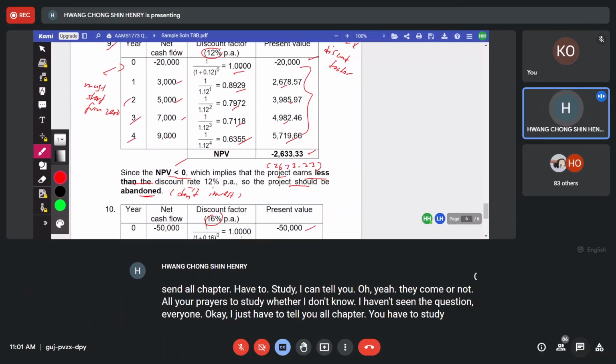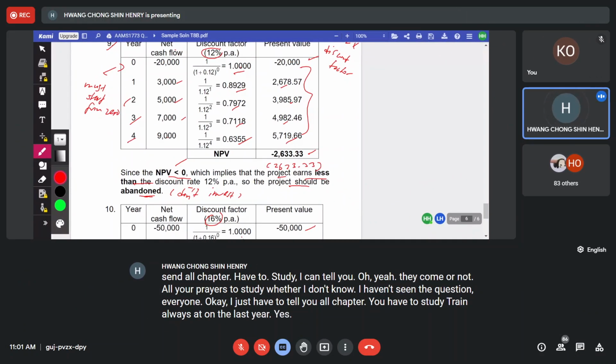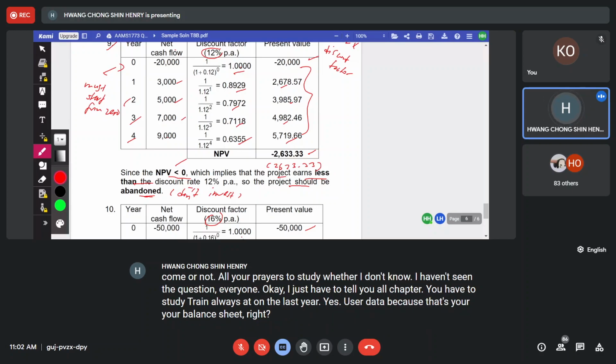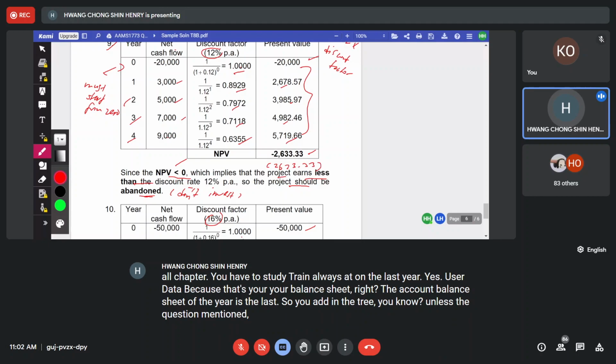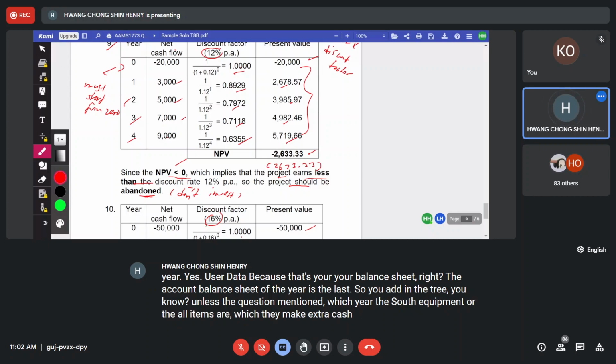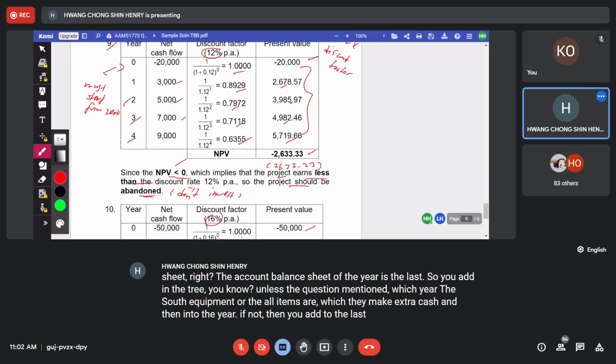Trade-in always add on the last year, usually, because that's your balance sheet, right? The account balance sheet. The year is the last, so you add in the trade-in. Unless the question mentions which year they sell the equipment or the old items which they make extra cash, then you add into that year. If not, then you add to the last year.